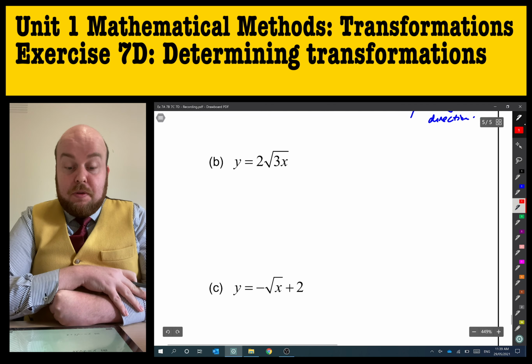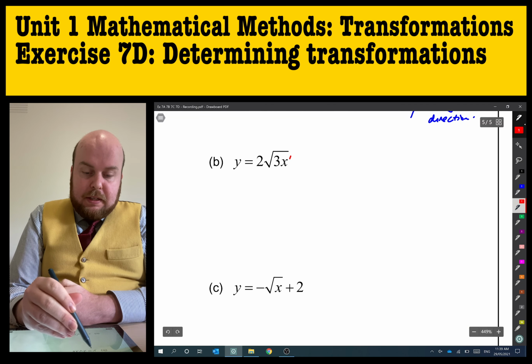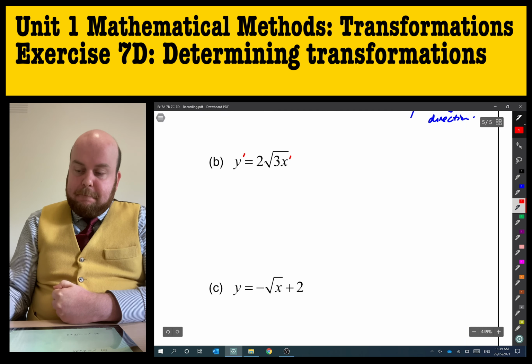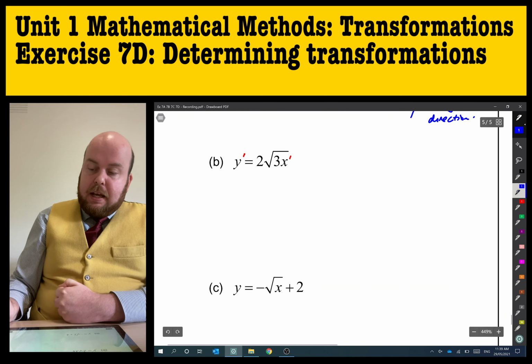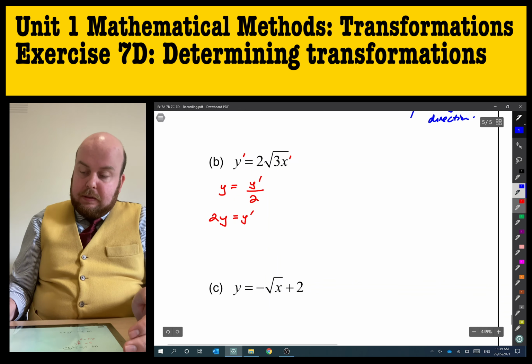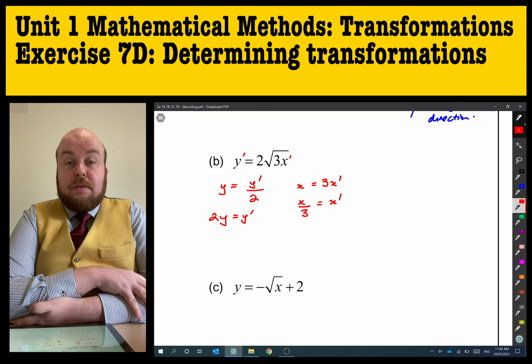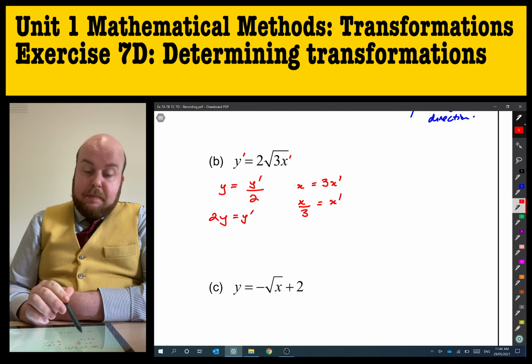Next, y equals 2 times the square root of 3x. So again, I'm going to just label those accordingly, and I'm going to set up a transformation statement. So there we've written our transformation statements.